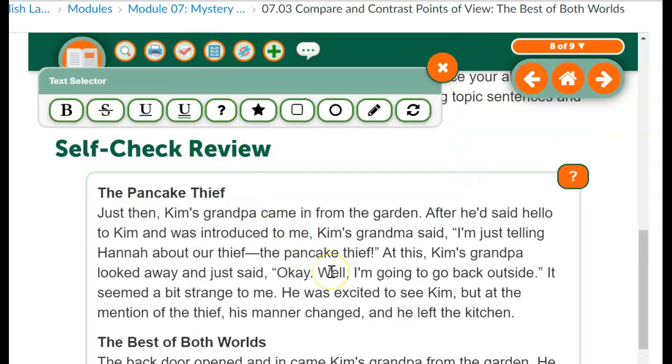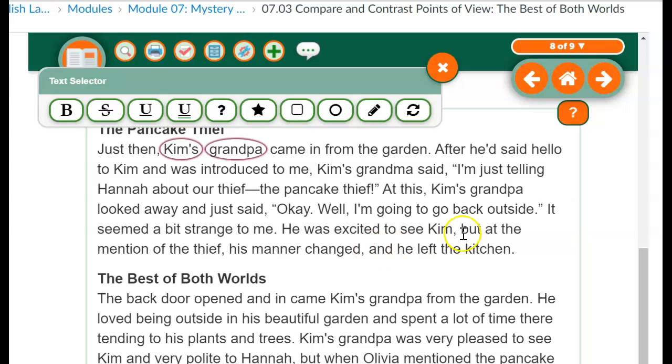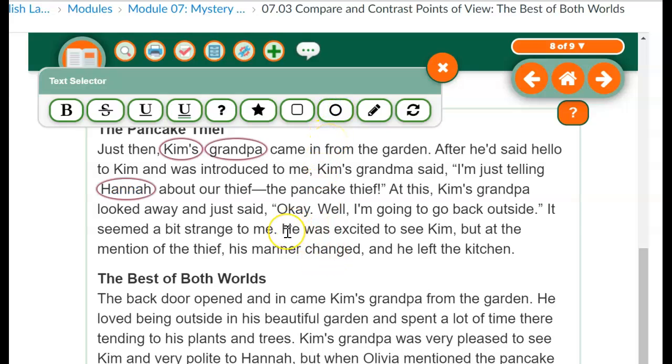Okay, in this first one, what words do you see that might help us with point of view? I see a name. I see referring to a person. Here's another name. So what point of view do you think this one might be? First, second, or third? Does it sound like the person is in the story? Because then we see a me here.